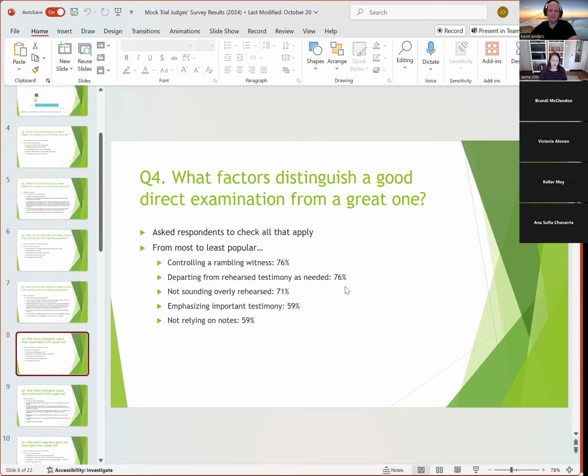Okay, so let's talk about direct examination. Kevin, do you want to start us off on this one? So, what factors distinguish a good direct from a great one? Right.